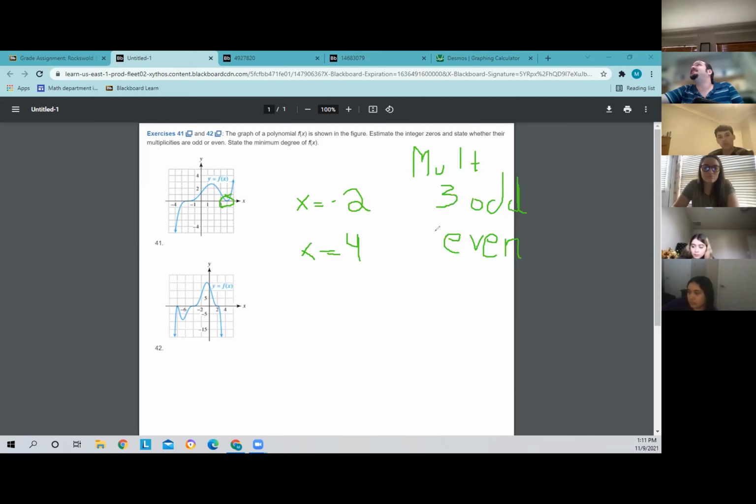Okay. We get even. So this is probably at least a degree 2, right? It could be more, could be 2, 4, 6, 8. But I'm thinking it's probably at least a degree 2. Graph polynomial, students estimate the integer zeros. Here are my zeros. Make sure I'm answering everything that they asked. Whether multiplicities are odd or even, state the minimum degree.